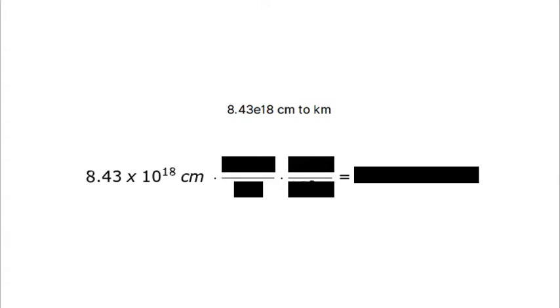With Crib. This video will focus on converting using our prefixes provided. So in this first problem, we are given 8.43 times 10 to the 18th power centimeters, and we're going to convert this to kilometers. So the first thing we should do is write out our 8.43 times 10 to the 18th centimeters.